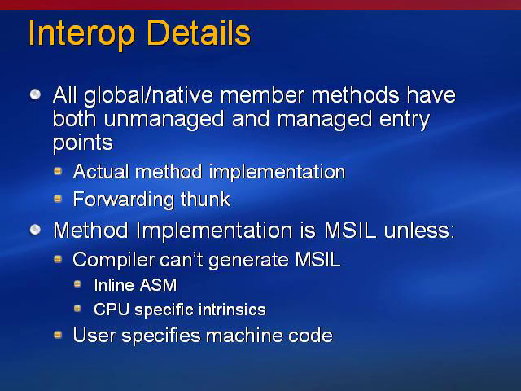The other entry point will just be a forwarding thunk, which forwards over to that method. Now the method implementation is almost always MSIL. The only cases where it's not is if you happen to have done something where we can't generate it. These include things like having inline assembly. We can't always convert inline assembly over to IL appropriately, so we don't even really try to. It's a hard problem and doesn't have a lot of benefits. So if you have an inline ASM block, you're going to have an unmanaged implementation.